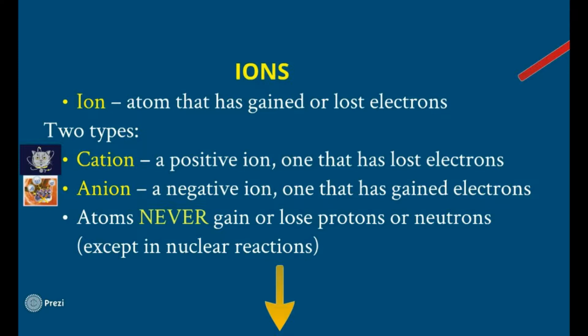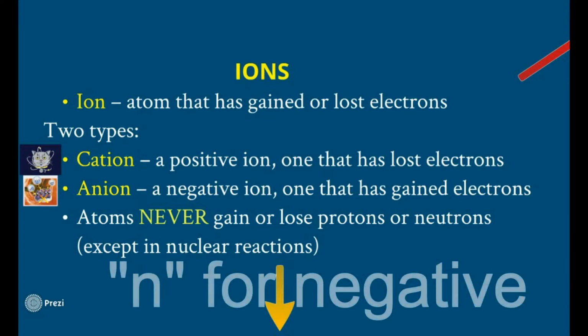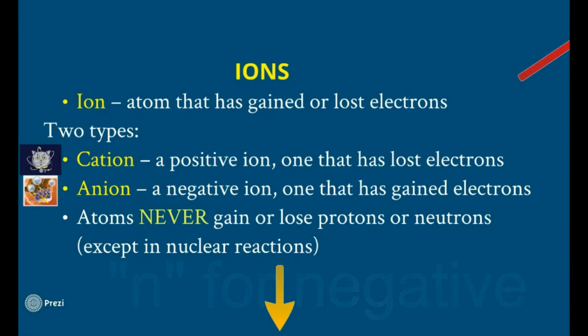How people have remembered this is by looking at the names: cation has a T, which looks like a plus sign. So that's why they go with the positive ion. Other people look at anion, they see an N, and they think negative. Anions are basically negative ions, which means they have gained electrons. And I will give you a hint: depending on the side of the periodic table you're on, you're either going to gain or lose electrons. And that is a great way of looking at it.